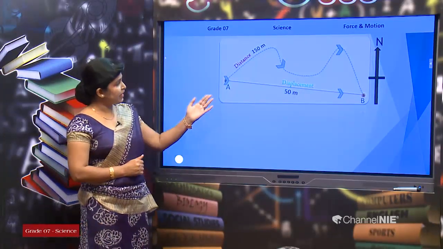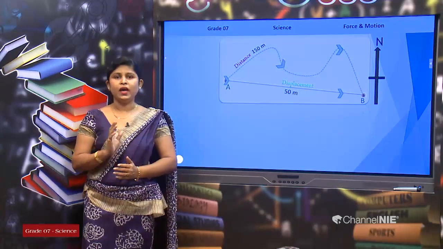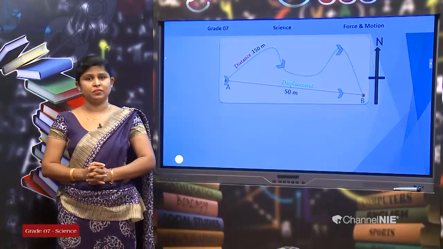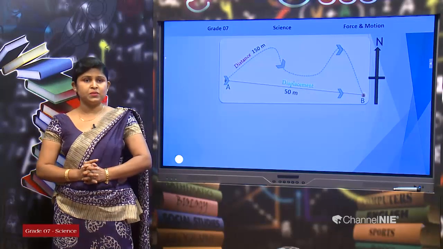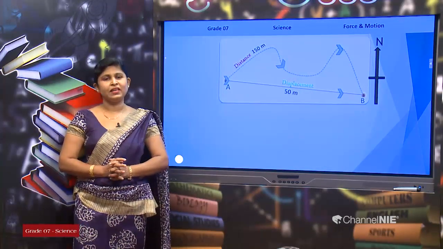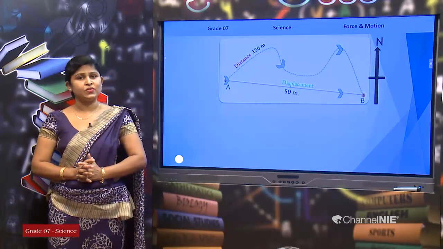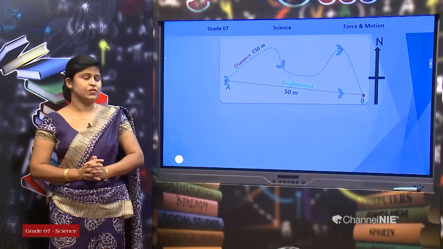But when we indicate the displacement, you have to indicate the direction because we learnt that displacement is a vector quantity. It has a magnitude as well as a direction.